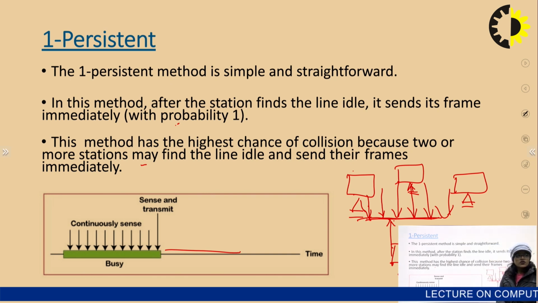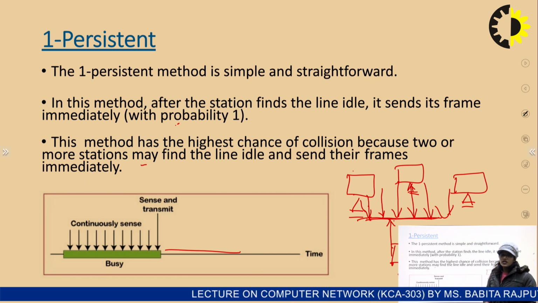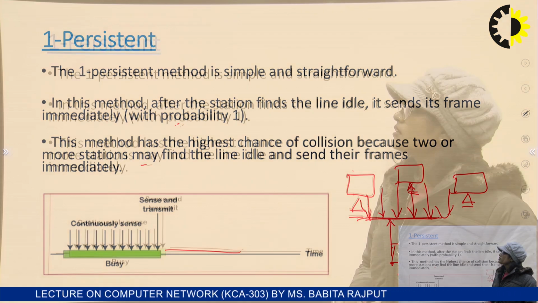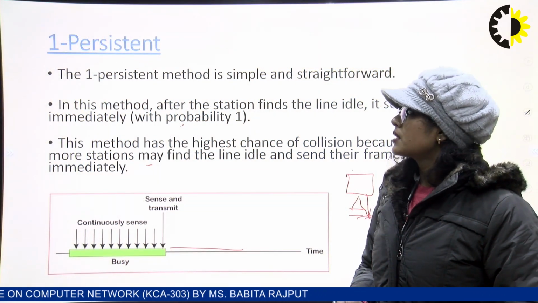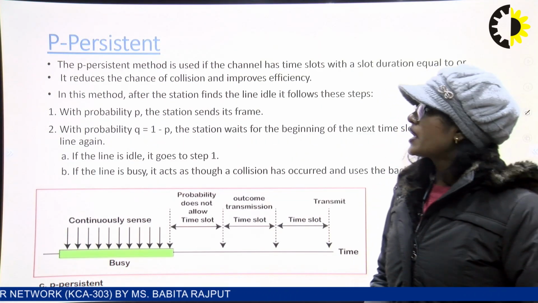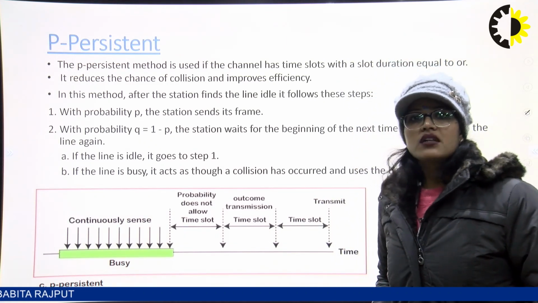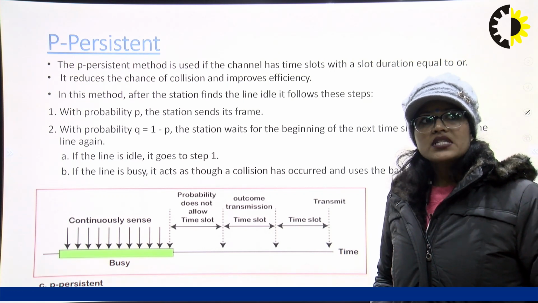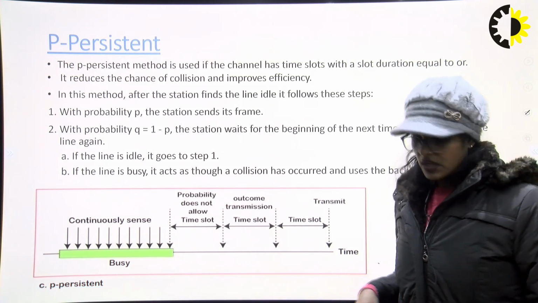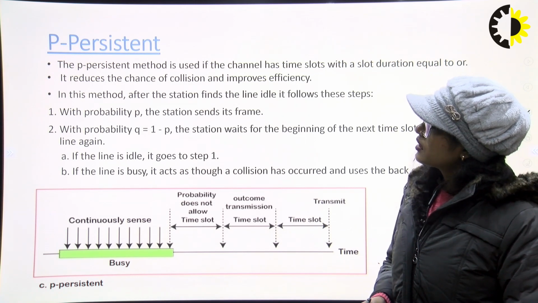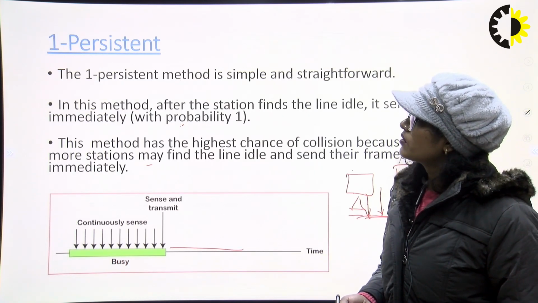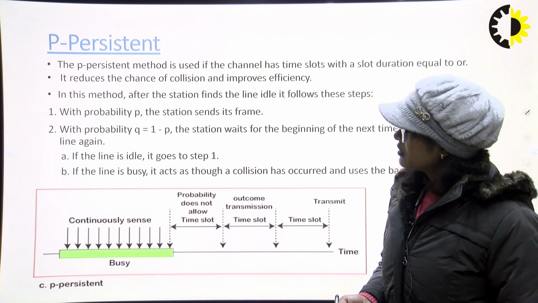So that means we can say the one-persistent method may have the highest chance of collision. That's why we are moving on to the next carrier sense method, the p-persistent method, also known as the probability persistent method. But before discussing this method, we are moving on to the non-persistent method.